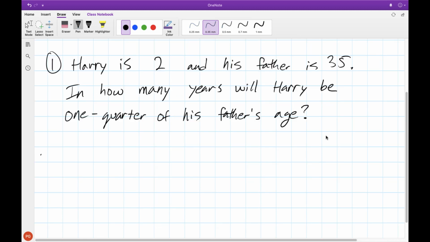So our first problem here is going to be related to age. Harry is 2 and his father is 35. In how many years will Harry be 1/4 of his father's age?